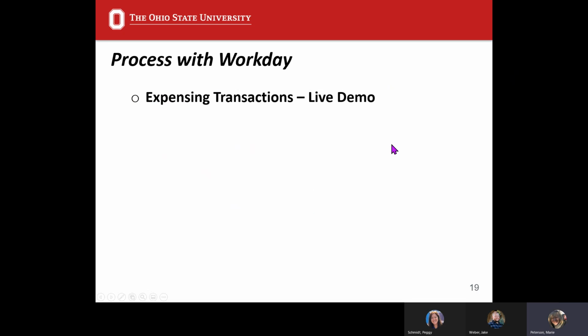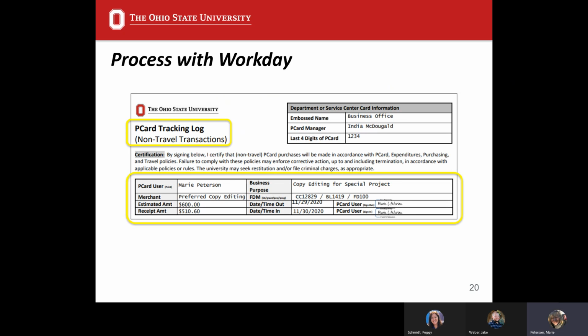Now we're going to do a quick live demo of the expense report process. Before we begin, we will need to make sure that we have the necessary documentation to ensure we are expensing the transaction appropriately. We note that we've pulled the non-travel transaction tracking log and have identified a transaction made by a P-card user for $510.60 to preferred copy editing.